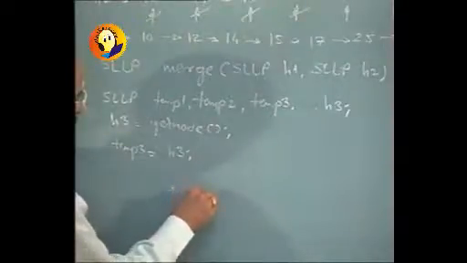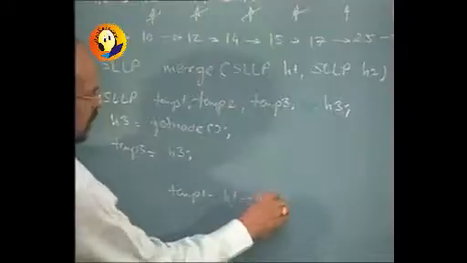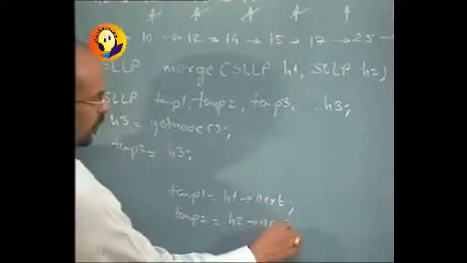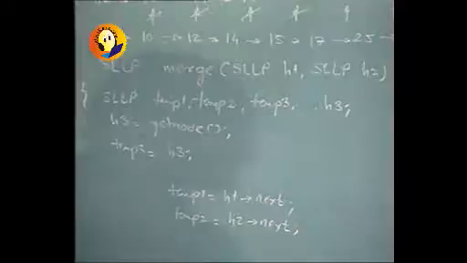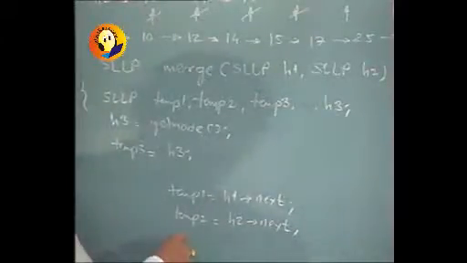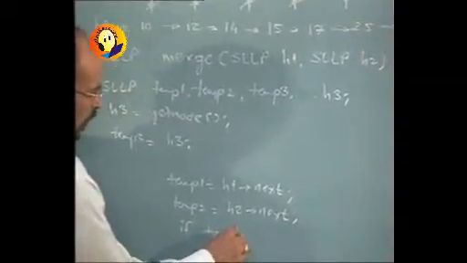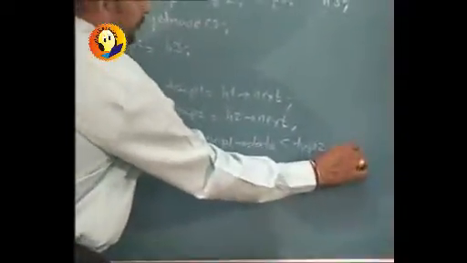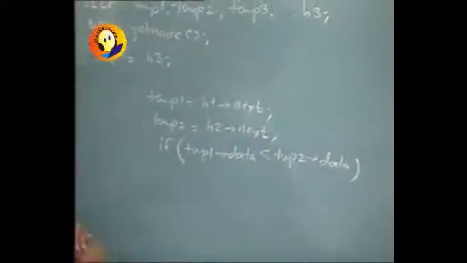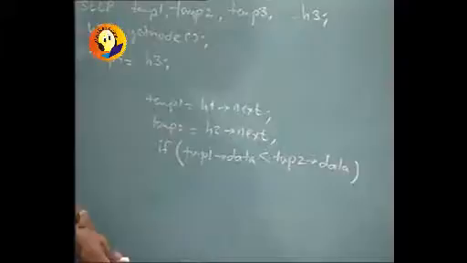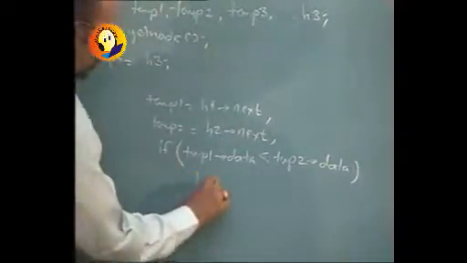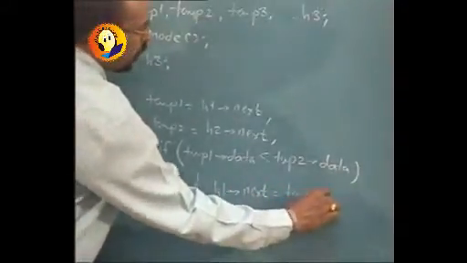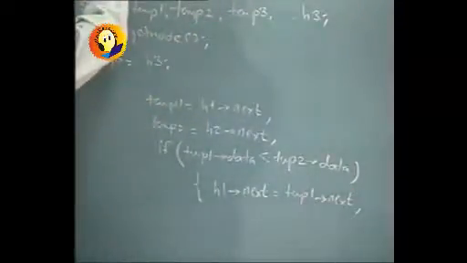Temp1 will be the first node of the first list. Temp2 will be the first node of the second list. So till this time there is no change. Even the comparison will go in the same manner. So I will say if temp1 arrow data is less than temp2 arrow data, in that case temp1 should be removed from the first list. And to remove temp1, the step will be h1 arrow next will now point to temp1 arrow next. That is, this one will point to this.